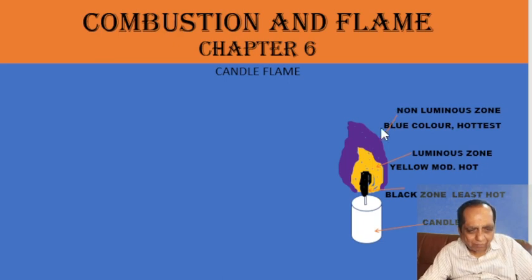This is a very simple sketch. This is the candle I have shown. This is the wick of the candle. I have shown it in a very expanded view so that you can have a look. So this is the wick which I have shown in black color. So this is called the black zone. This is at minimum temperature.